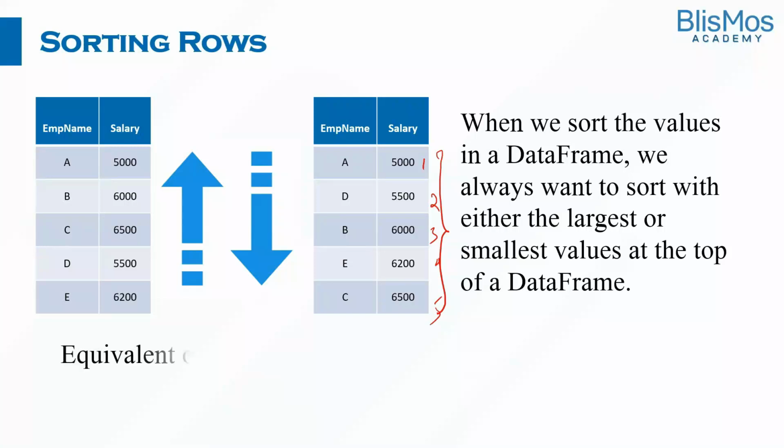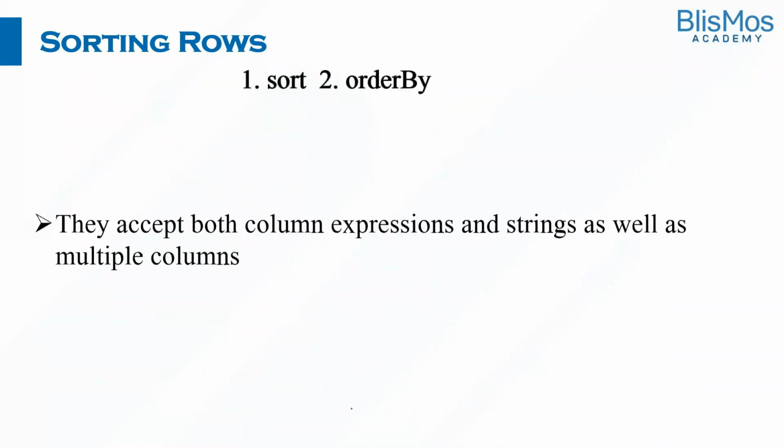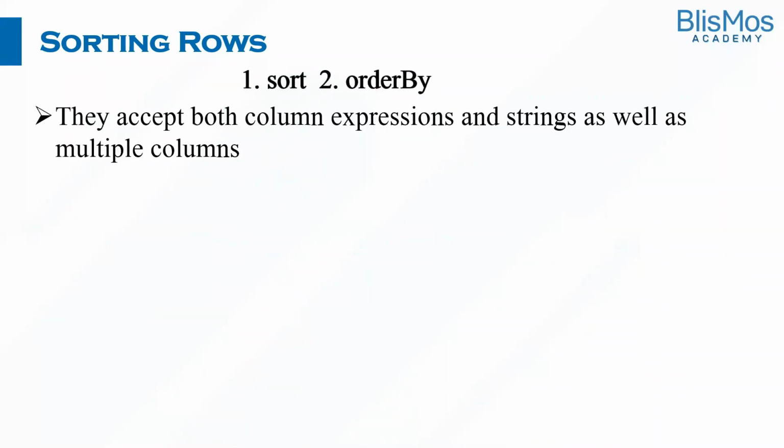We can sort the rows by 2 important methods. More or less, they can be used interchangeably. One is sort, the second one is order by. As I indicated, sort is almost equivalent to the order by. So, let us see how does it work. One important thing is both of them accept the column expressions and strings.